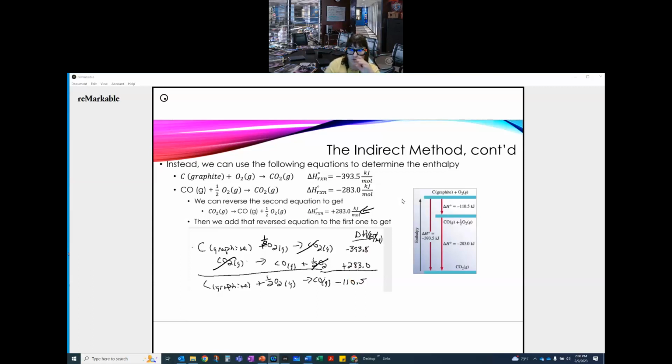In case you want a graphical representation of that, that's what we're talking about over here. So I know going from graphite and O2 to CO2 takes a 393.5 kilojoules, but going from CO2 to CO plus half of an O2 is only the negative 283. So the difference there is that negative 110.5 that it takes me to go directly from C graphite plus O2 to CO plus half an O2.